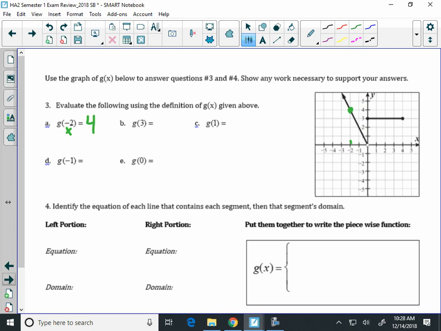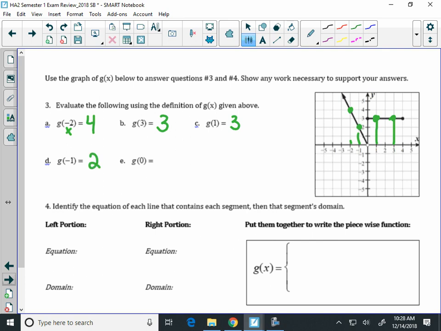G of 3, you go to where x is 3, up to the function, you get an output of 3. Same at 1, you go to x is 1, up to the function, the output is 3. Negative 1, up to the function at 2.